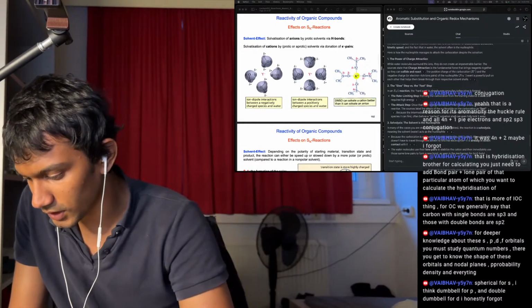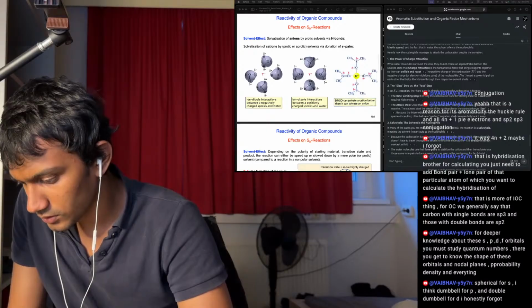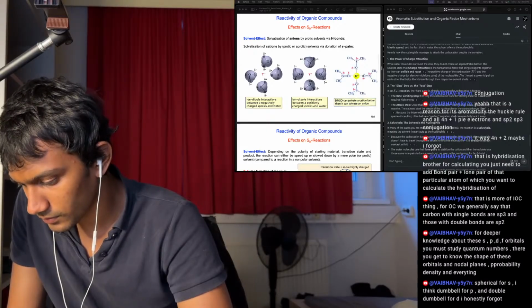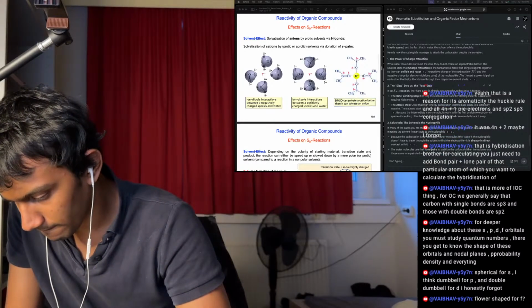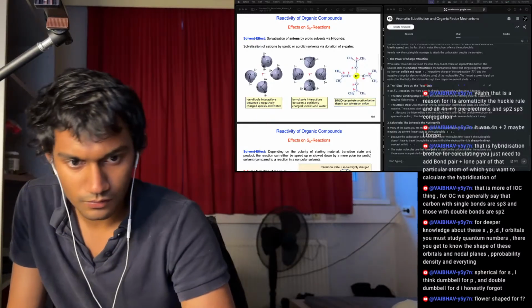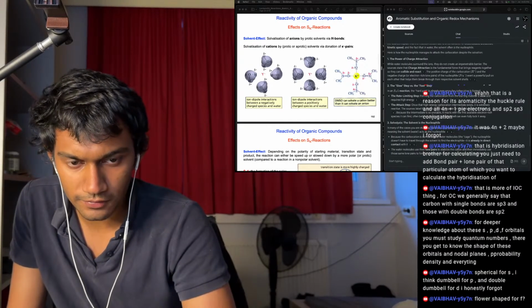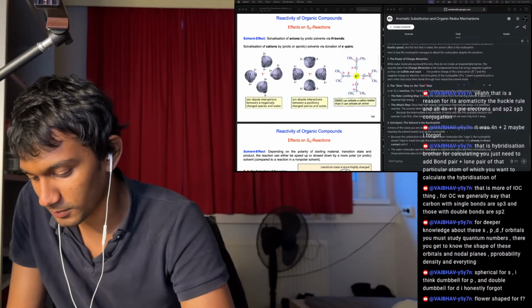General simplification. What? That's not it. Flower shaped for F? Nah, F is a messed up shape.